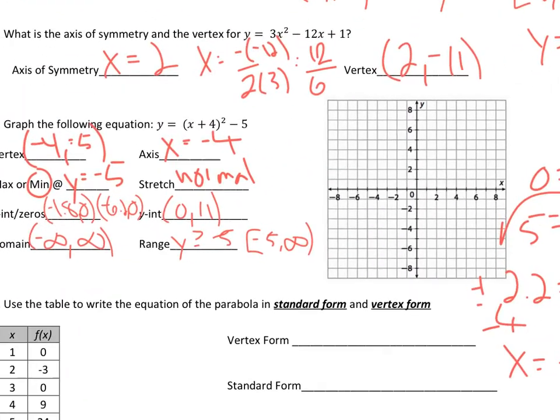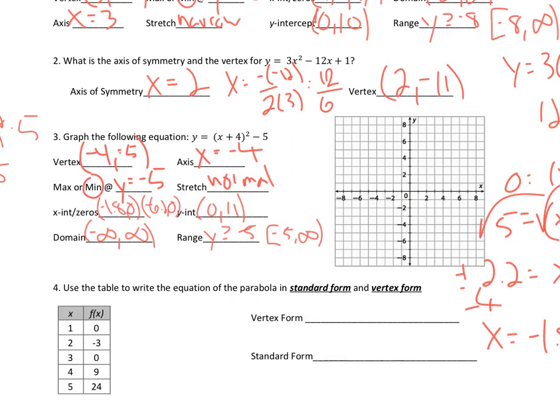And then we want to graph it. So our vertex is at (negative 4, negative 5), so plot that. We are concave up, and you're going to get something that looks like that.